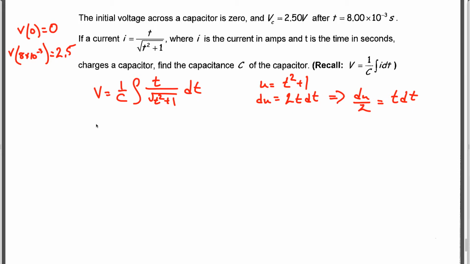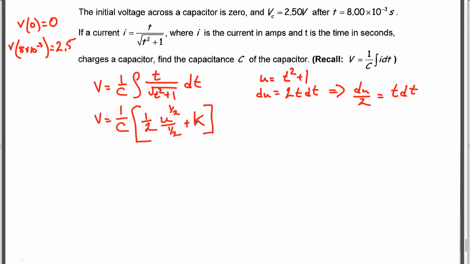So substituting then and integrating, we find that the voltage is 1 over c. We're going to leave that outside and put this in big brackets, and when we integrate, we get 1 over 2, and that's from the du over 2. This is our u, so this is going to be u to the 1 over 2, minus a half plus 1, over 1 over 2, plus k here, constant. We're just going to use k instead of c so we don't get confused.